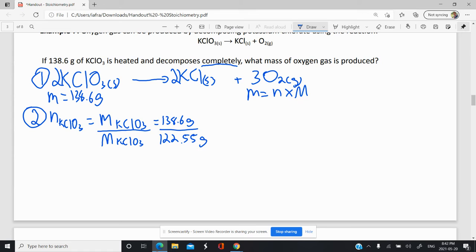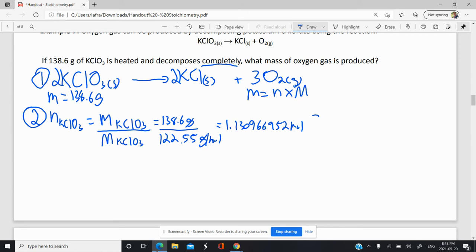122.55 grams per mole. I just want to double check that one more time. Sometimes I don't punch in the right numbers in my calculator. So we said 39.1 plus 35.45 plus 48. Okay, I was right. So we can cross out grams and grams. So we can do 138.6 divided by 122.55, and we get 1.130966952 moles.